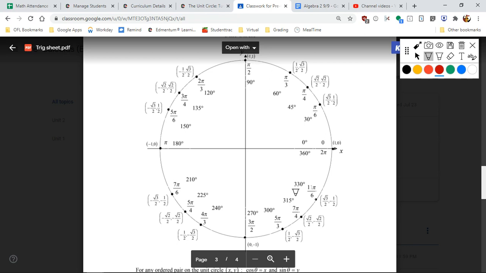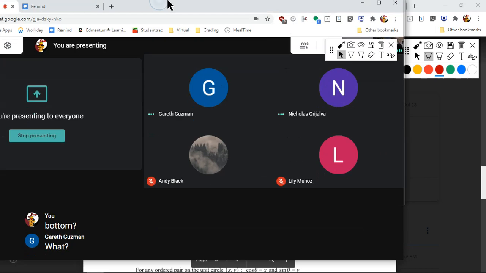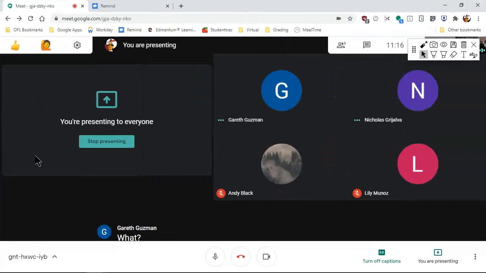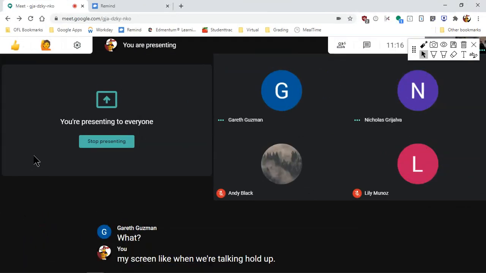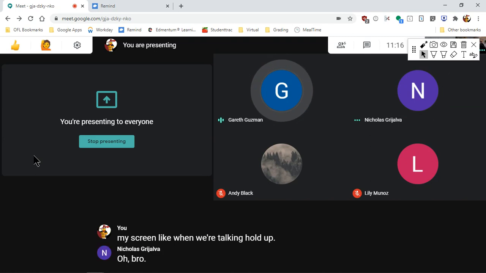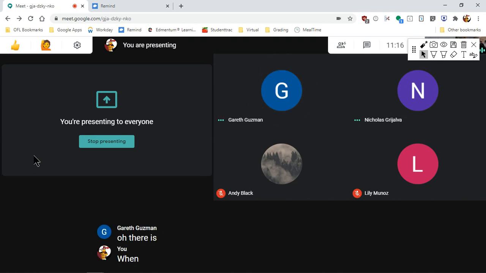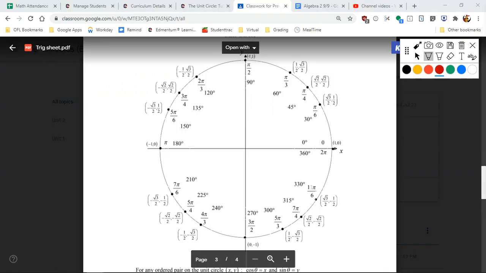What? I don't remember this. Why is there like dialogue at the bottom? What? My screen, like when we're talking. Hold up. See, oh, there is. This is the captions. When was there captions? That's so cool. My mind is blown. Oh, it says turn on captions right there. You can turn it on. Wow. Ooh. Well, let's go back to the unit.